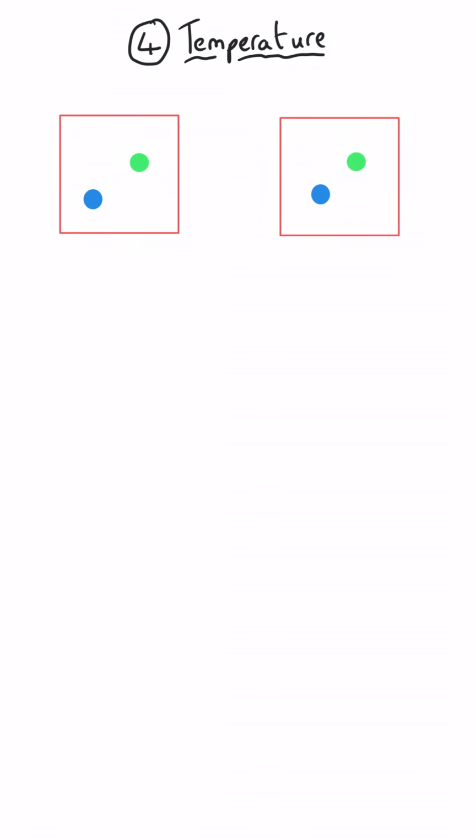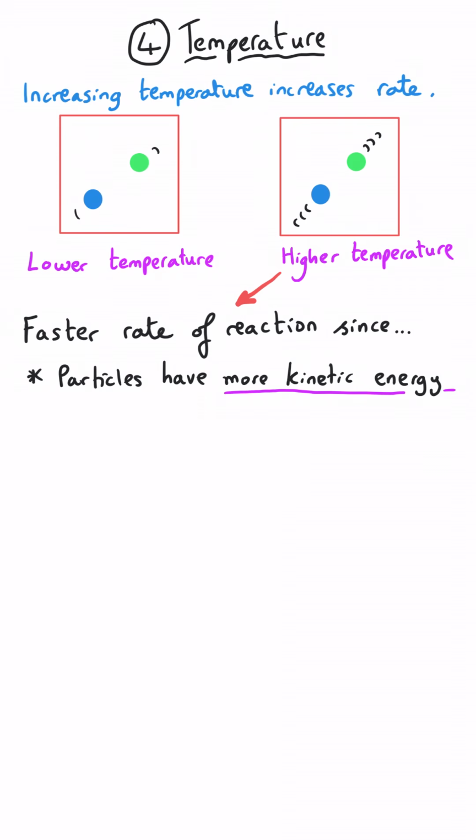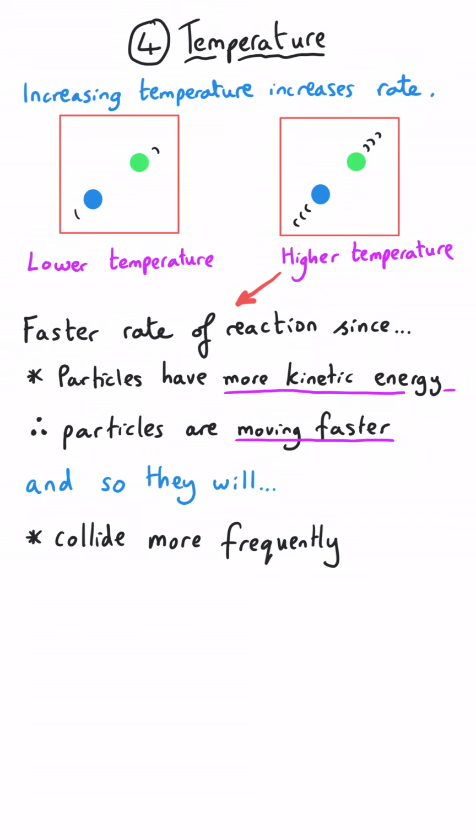Increasing the temperature will also increase the rate of a reaction. And to illustrate that, we need to consider 2 situations. One where the particles are reacting with a lower temperature, and another where the temperature is higher. And the higher temperature will have a faster rate of reaction. The reason for this is twofold. First of all, there is more kinetic energy when the temperature is higher, and therefore the particles will be moving faster. As a result of that, they will be colliding more frequently because they're moving faster.